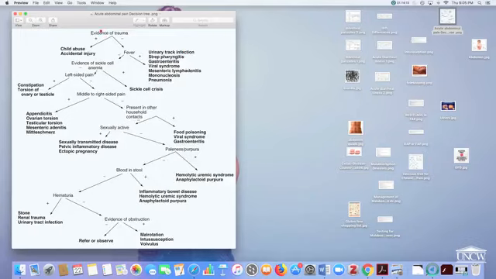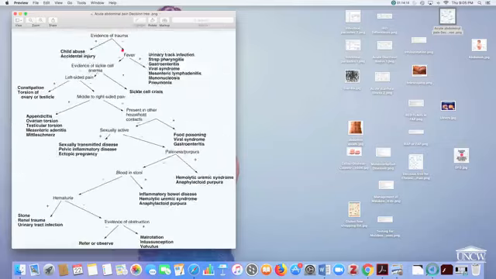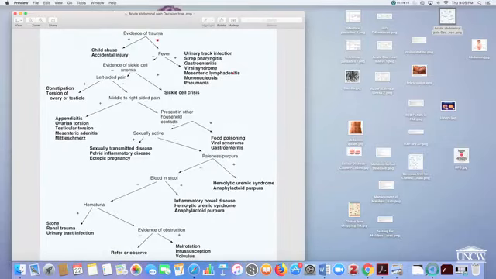But this little decision tree in your Burns book can help give you an idea of where to go next. Okay, so we start with, is there evidence of trauma? If there's no evidence of trauma, you're going to be looking at whether or not there's fever. If there's evidence of trauma, then you're going to be looking at a child abuse issue or accidental issue. Okay, accidental injury. That does happen.